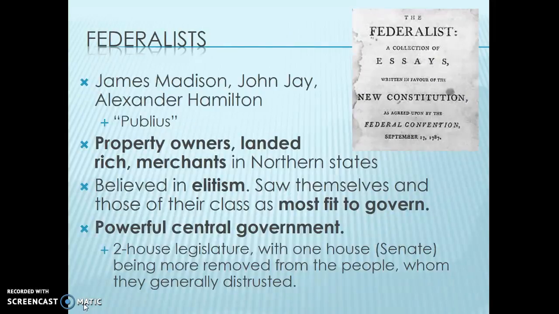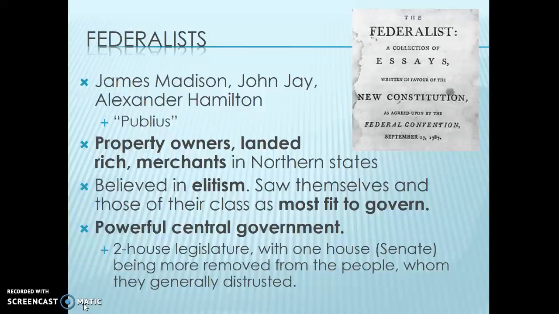Federalists, of course, the opposite. James Madison, John Jay, Alexander Hamilton, they all published a lot of Federalist essays, and a lot of them were published under the pseudonym Publius. So if you're wondering why at the end of Federalist number 51 it's signed Publius, that's why. They're really into Roman stuff. It's weird.